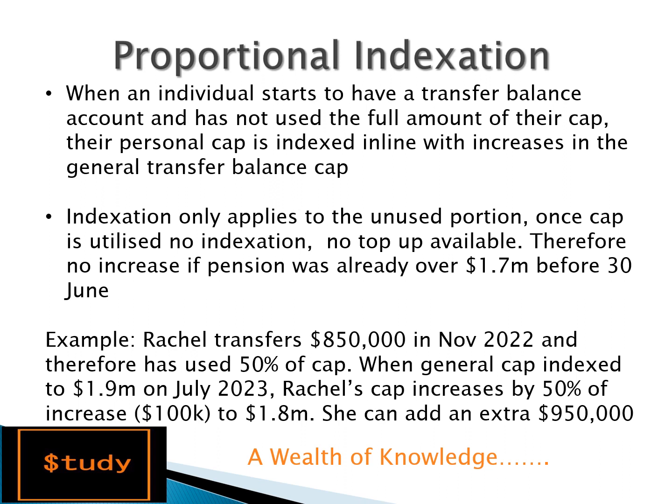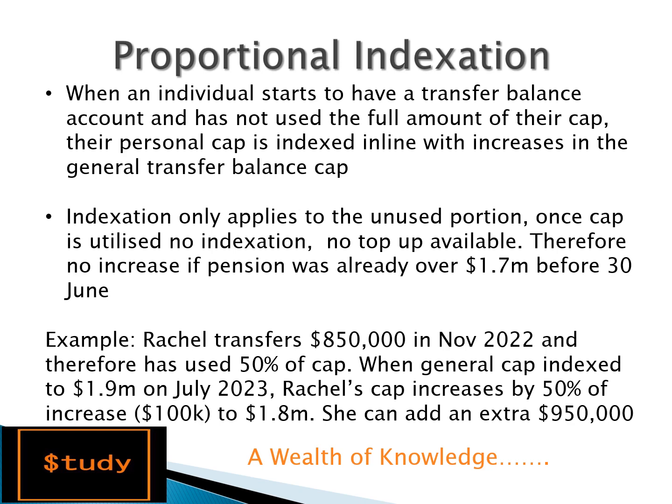So if the full increase was $200,000, like it was in that particular year, she got half of the $200,000 increase, meaning a $100,000 increase. Her cap went to 1.8. So she could add, on top of her $850,000, a further $950,000 to get her up to that $1.8 million. Once she's hit that 1.8, that would be the end of the story. She wouldn't be able to add any further money to pension, because if she added the 950, she's hit her cap of 1.8.